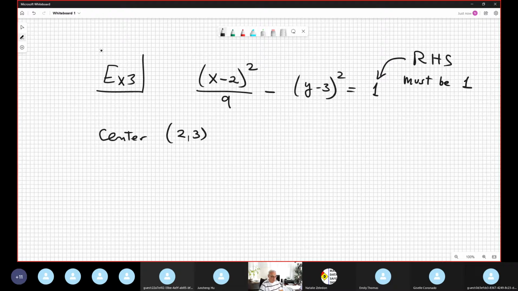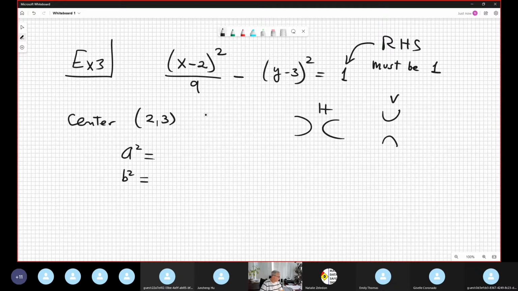And what about A and B? Who is A squared? And who is B squared? And please, classification: is this kind of hyperbola vertical or horizontal? Let me answer that question first. Horizontal, yes, you're right, because the positive term is associated with x. Super easy to see. Cool.